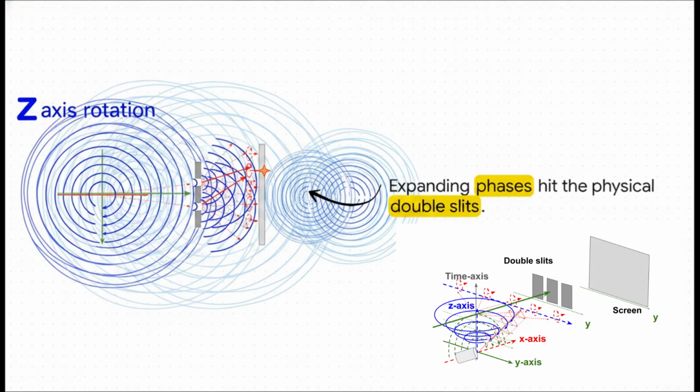Now let's put it all together. A quantum, which remember is just a z-axis rotation vector, has its phase expanding chronologically. It's traveling toward the physical barrier and hits those famous double slits. But instead of a physical wave breaking apart, it's the geometric phase that hits the slits. And from those two precise points, two brand new expanding phase circles start to grow and overlap.